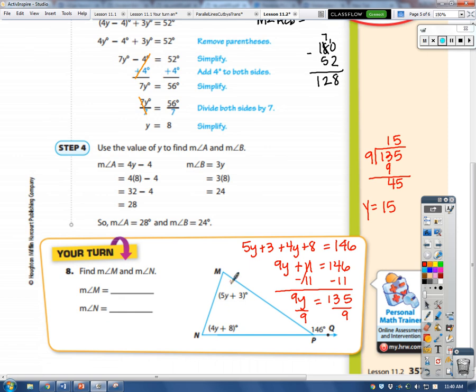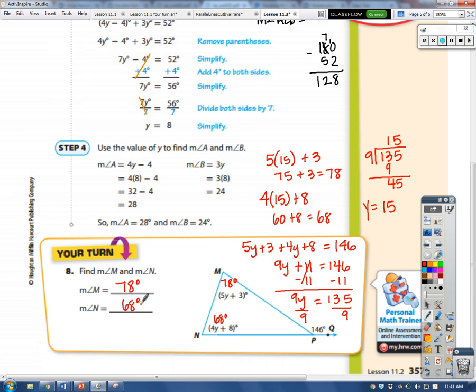I know that these values should add up to be the same number here, right? So I've got 5 times 15 plus 3. So 5 times 15 is 75 plus 3 is 78. So this angle is 78 degrees. And then I need to determine this angle right here, right? So I can do this two ways. I can find out this angle, which would be 180 minus 146, and then combine those to solve this one. Or I can also plug the value of y into that expression. 4 times 15 plus 8. 4 times 15 is 60, plus 8 is 68. So this missing angle is 68 degrees.